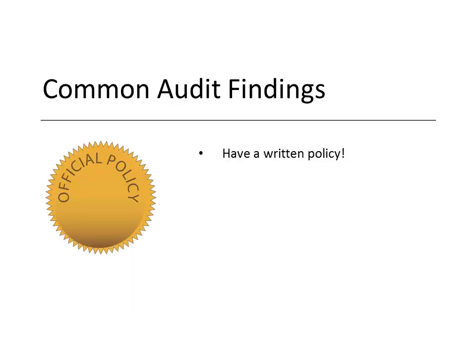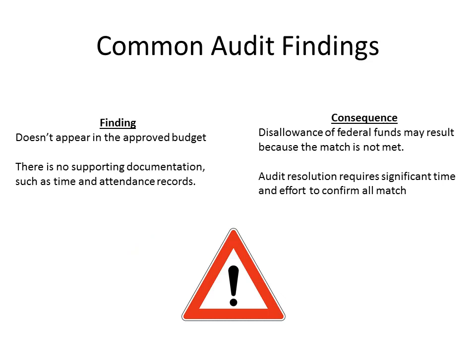So a written policy is a solid foundation to work off of when you start reporting, documenting, and tracking match. This means a clear process that lays out how you allocate and track your match. And this might be the first thing the auditors check when they come to your site. So let's quickly go over some scenarios of both findings and their consequences.